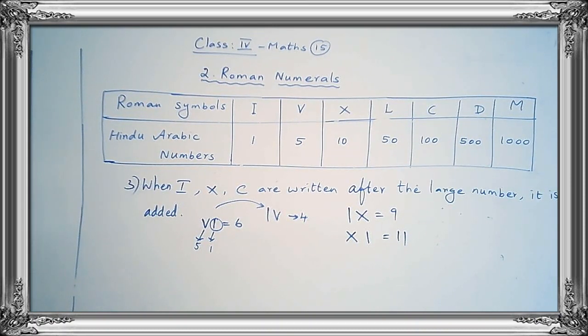Now the fourth rule. The symbols V, L, D are written only once and they are always written after the large number. Already we studied in the first rule, the symbols V, L, D are never repeated. Okay children, clear? So the four rules are there. These four rules are very important. Keep this in your mind, don't forget.